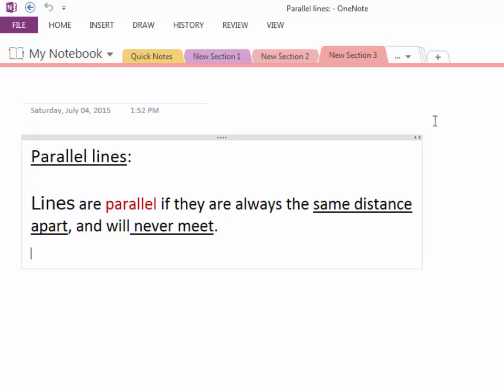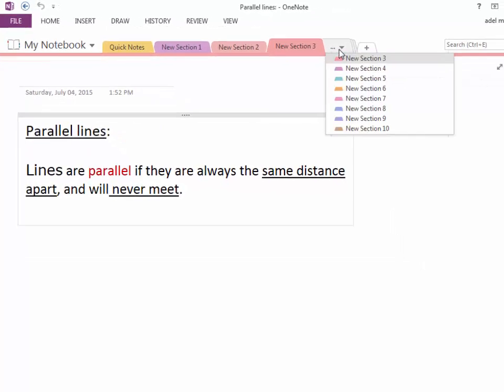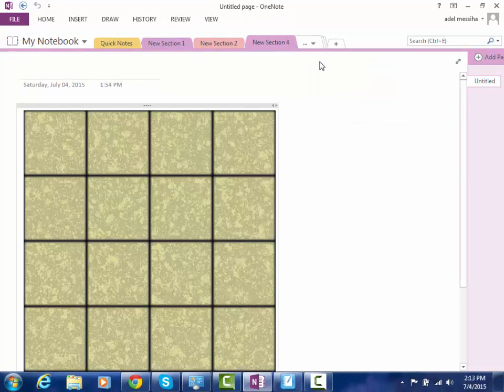So let's see some examples or some pictures to better understand the meaning of parallel lines. If I go to this picture, these are tiles. As you can see, this line is vertical, and this line is vertical, and this line is vertical. They are all parallel. They never meet, they never intersect. The same thing for the horizontal lines. They never intersect, they never meet. So the tile could be an example of parallel lines.